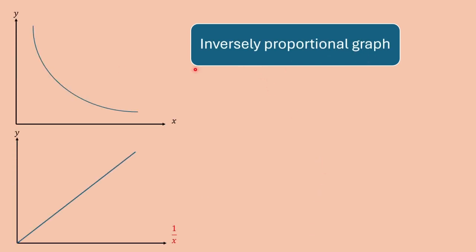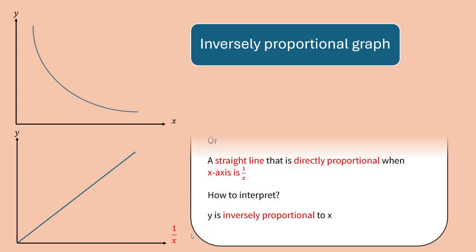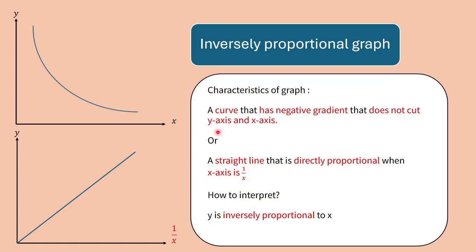And now we are approaching the hard one, which is the inversely proportional graph. You can see here, it's a curve. However, from here, it becomes a straight line. Now, why is it like that? Well, its characteristics are a curve that has negative gradient that does not touch the y-axis and x-axis, evident by here.